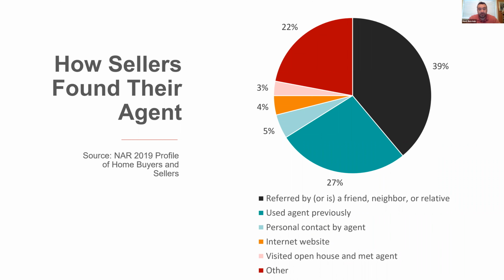Now, would you be surprised to learn that 75% of all sellers only contact one agent before selecting one? And then only 15% talk to two before selecting one? What does that say? Tells me you've got to be the one. You've got to be the one. And how can we be the one?